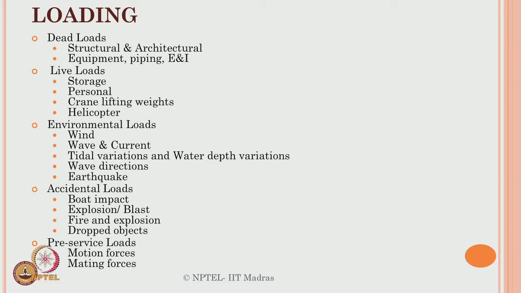What are the different kinds of loading? We already saw that in the last module, but still let us focus on it again. Dead loads can be structural, architectural, equipment, piping, and erection and commissioning. Live loads include storage, personnel or people, crane lifting weights and helicopters.